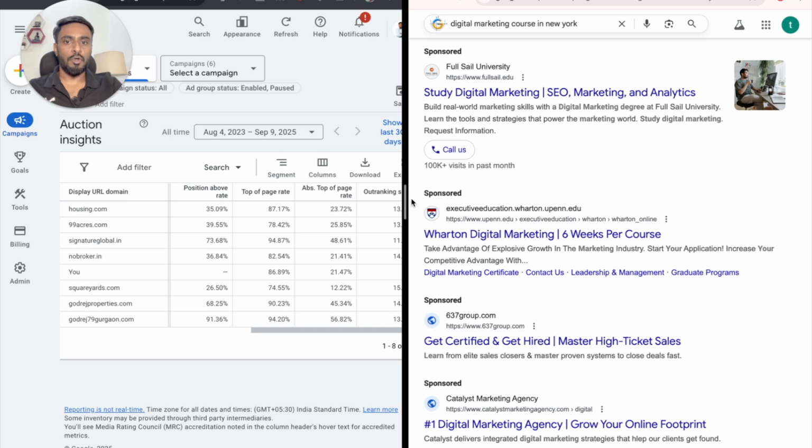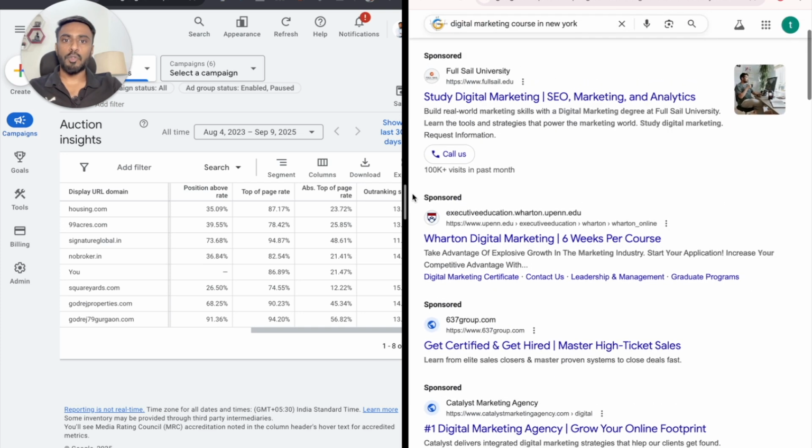Whenever my ad is shown in any of these 4 top rankings, that is considered under the top of the page rate. So top of the page rate is going to be the percentage of times your ad was shown in any of these top 4 ad rankings on Google.